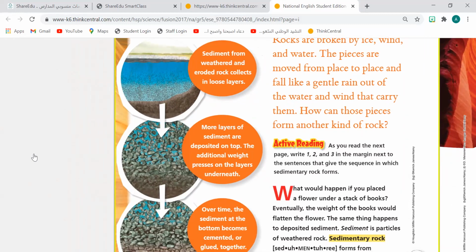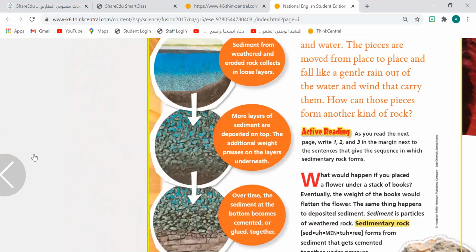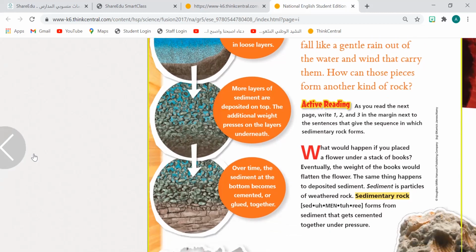Okay, when they reach the ocean, look at the pictures over here. Can you see the arrows going down? Three pictures, can you see them? When sediments reach the ocean, we know that they are formed from weathered rock and eroded rock. They will lose layers, and they will become very small, but they will go down deep. Over here, the water. After a while, more layers of sediments will be deposited on top.